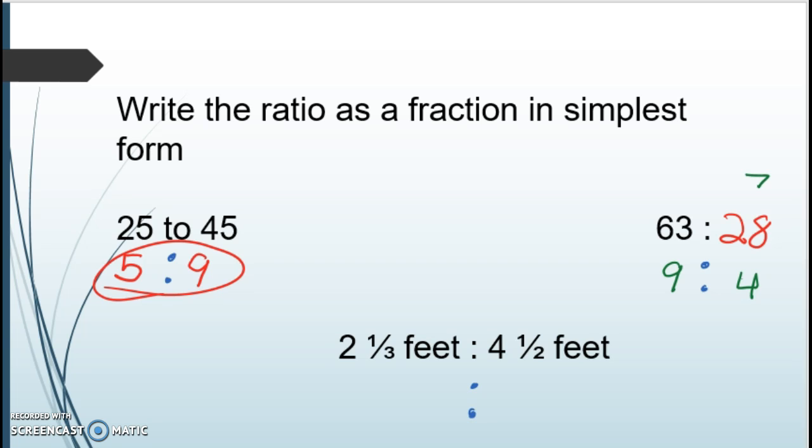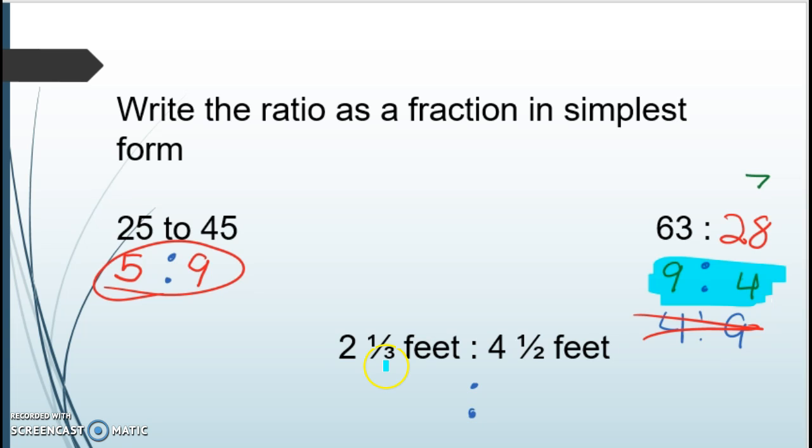And it would not be correct if you flipped it. You can't write 4 to 9. It has to be in the same order you started. So the bigger number needs to be on the left, smaller number needs to be on the right. This answer would not work. So our answer needs to be our 9 to 4.